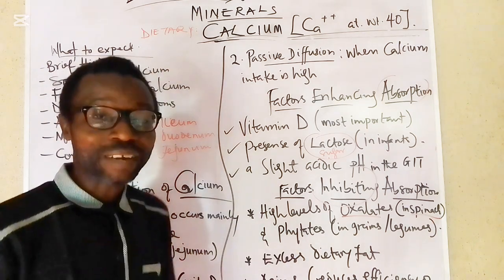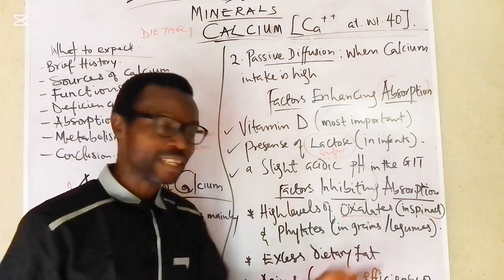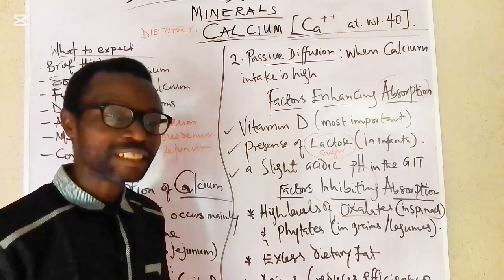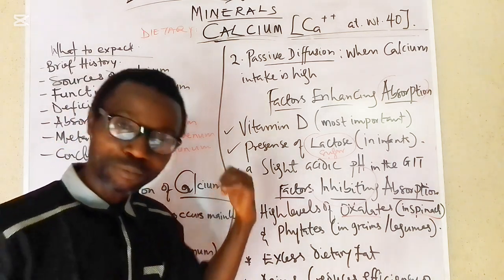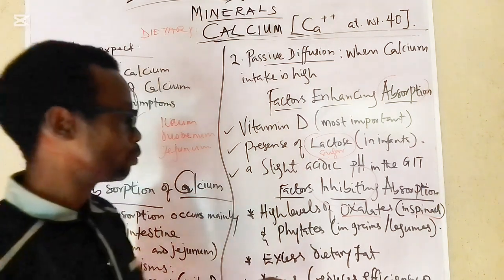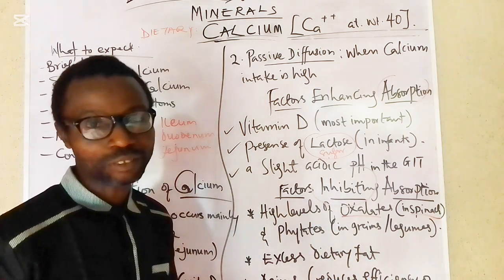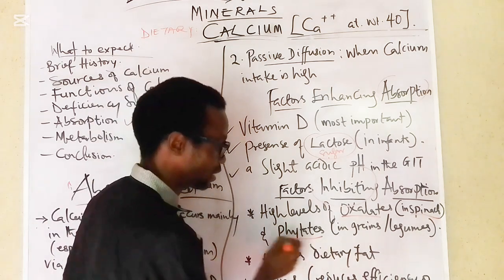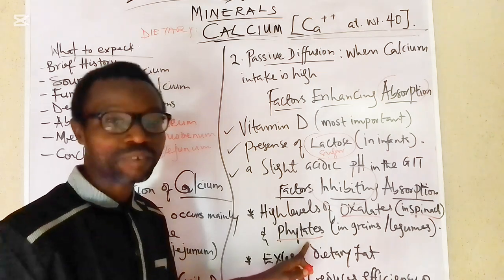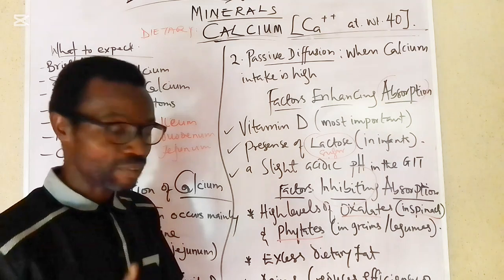Also phytic acid. Phytate, a salt of phytic acid, is usually in grains like legumes and the others. When we looked at the sources of calcium, grains were a good one: legumes, lentils, beans, cowpea and the others. But they have phytic acid, phytates. An excessively high level of phytic acid inhibits the absorption of calcium. So these are factors that affect absorption.